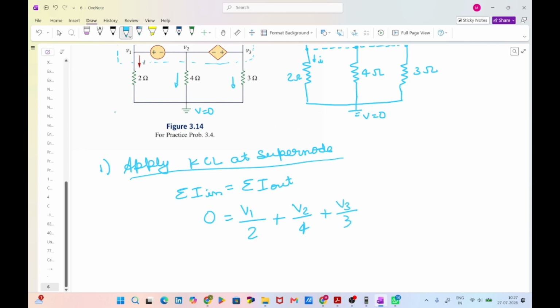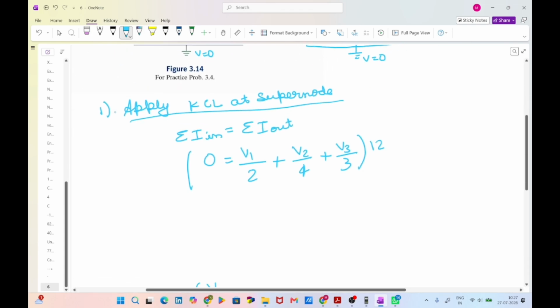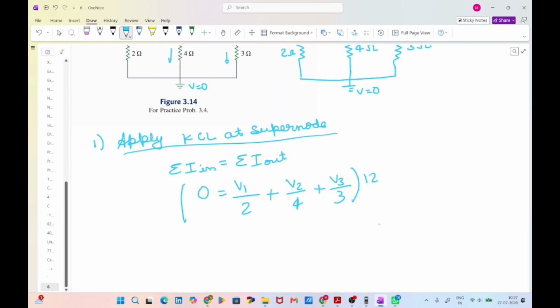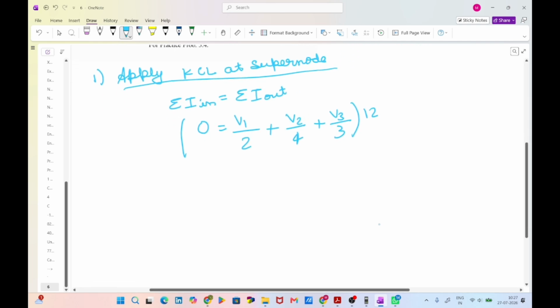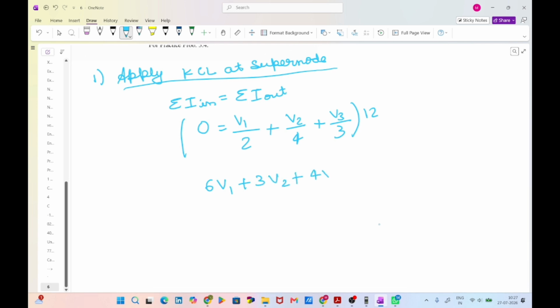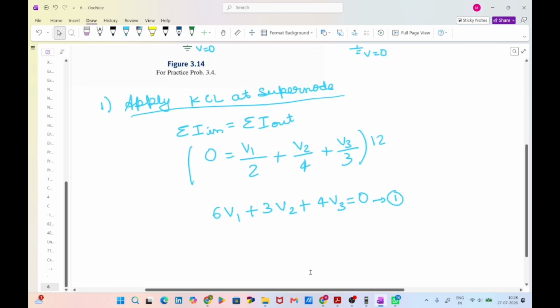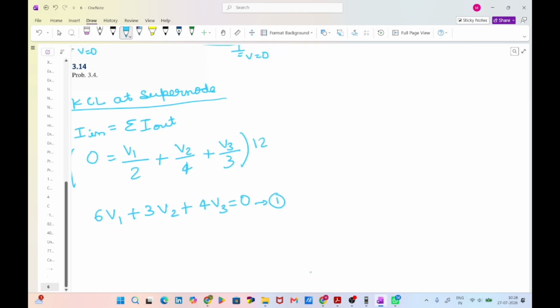We need to make the denominator 1. For that, multiply by 12. After that it will be 6V1 plus 3V2 plus 4V3 is equal to 0. That will become equation 1. Then I will put a line. We need another two equations to find V1, V2 and V3.